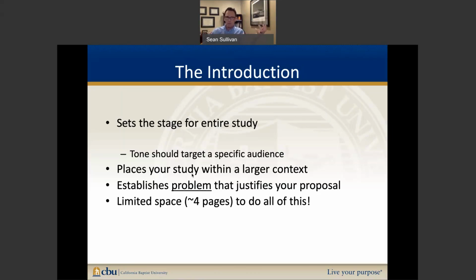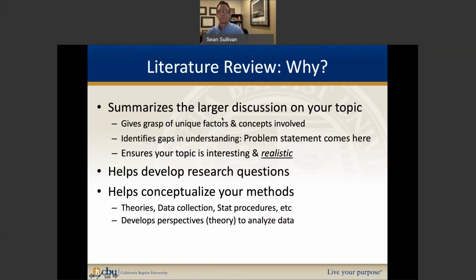So I say about 4 pages in your final proposal for this class. Some of yours might be a little bit shorter than that, but you should aim for a target of about 4 pages, as this gives you a basic target for being thorough and yet being concise.